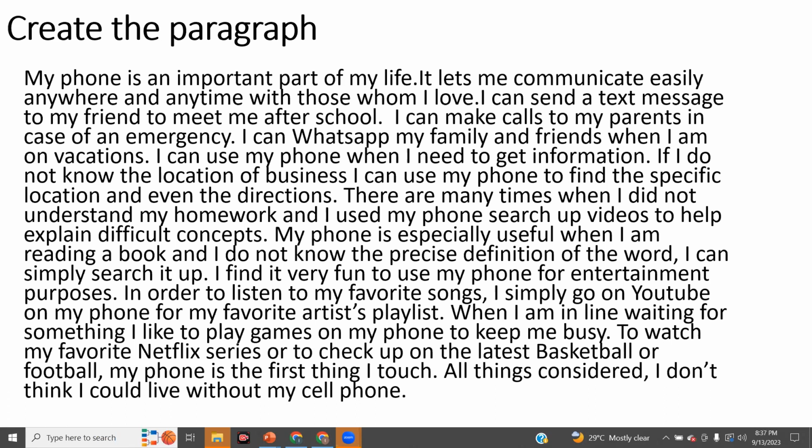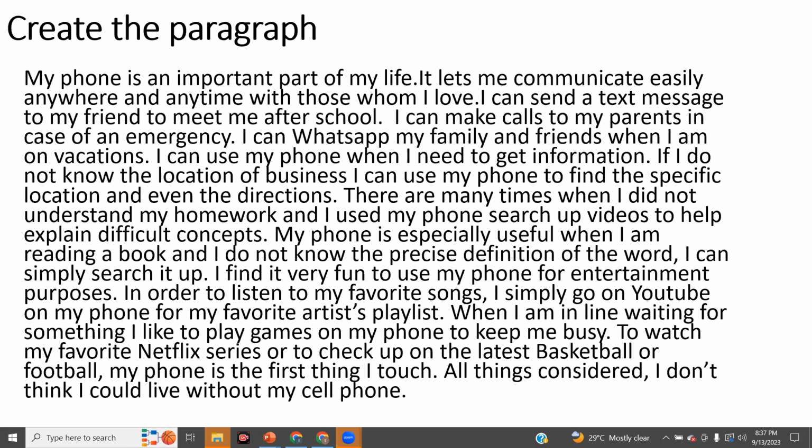If I do not know the locations of businesses, I can use my phone to find a specific location and even the direction. There are many times when I did not understand my homework. I use my phone to search up videos to help explain difficult concepts. My phone is especially useful when I am reading a book and do not know the precise definition of the word. I can simply search it up.